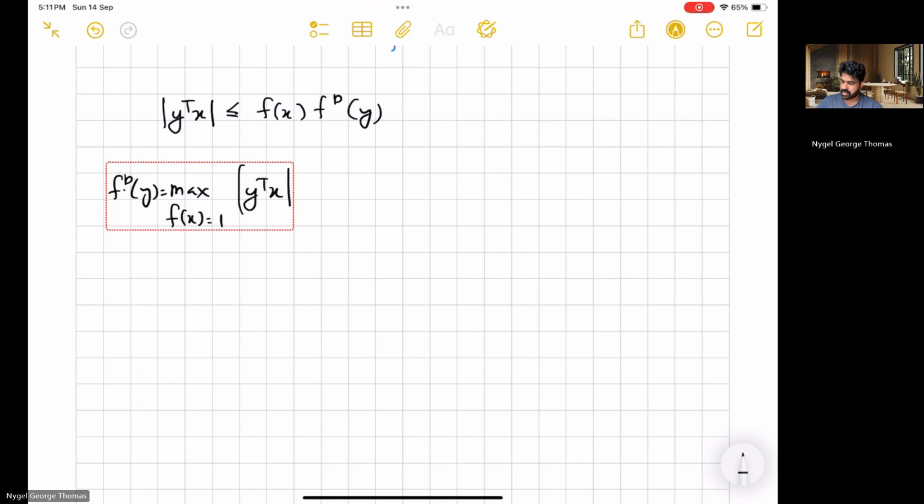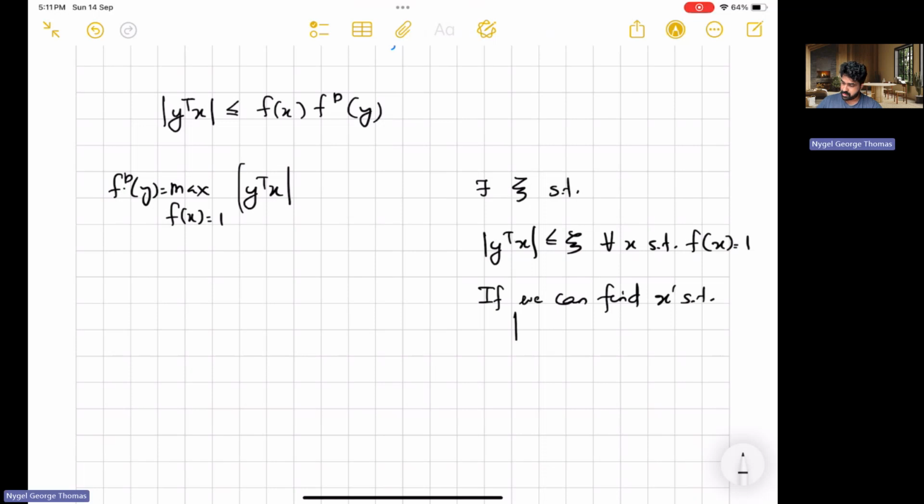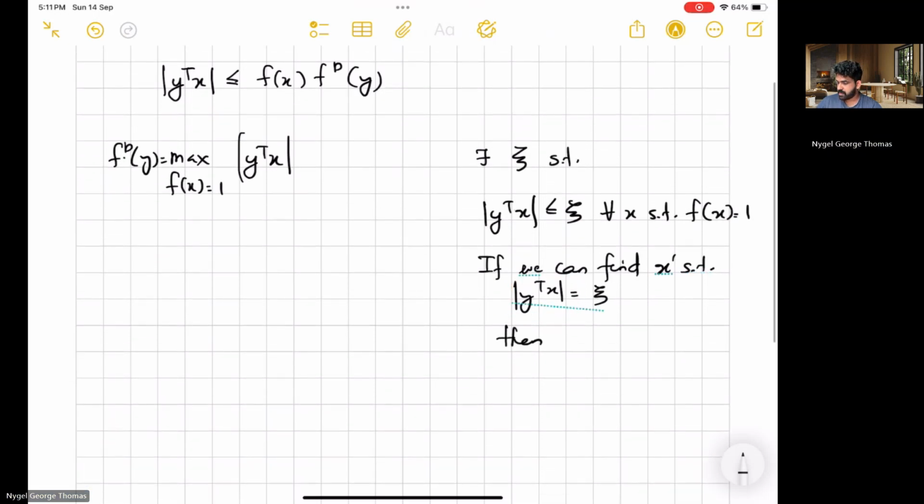But the trick here is, if there exists a theta such that modulus of y transpose x is less than or equal to theta for all x such that f of x is equal to 1, meaning y transpose x has an upper bound theta, which is the maximum value it can take, then if we can find an x dash such that y transpose x dash is equal to theta, then theta is the dual norm.